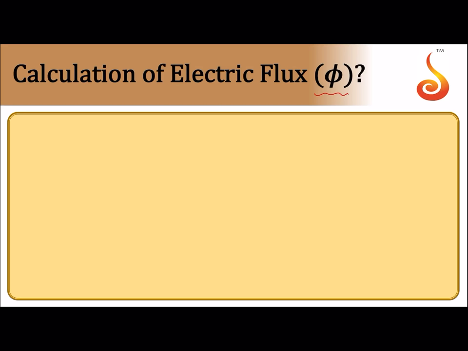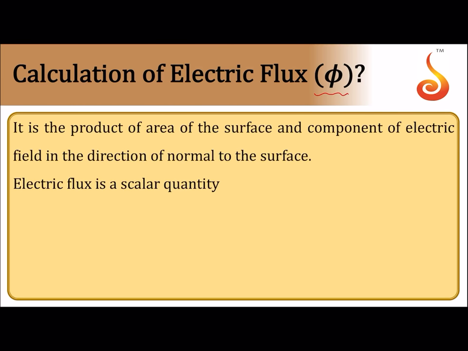So how do I mathematically calculate my electric flux? The electric flux is the product of the area of the surface and the component of the electric field normal to that surface. Please write it down. So if I have a surface over here, and I have an electric field line, I can find E parallel and E perpendicular. My flux is equal to E perpendicular times the area A. It is a product of the area of the surface and the component of the electric field normal to the surface.